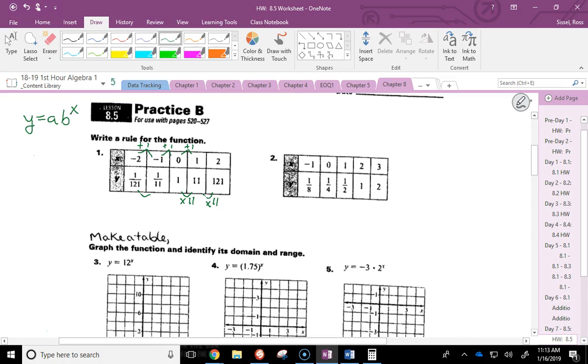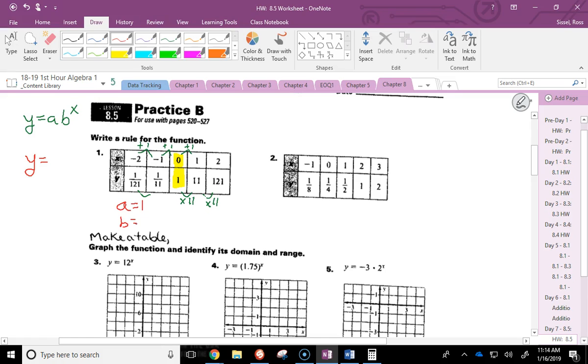A is our y-intercept, so we look for when x is 0. So I'd say y equals, and if it's 1, we've already seen this in examples, we do not have to put it. I don't have to put 1 times something. So if I want to, I can write down here that a equals 1. And now I have to find b.